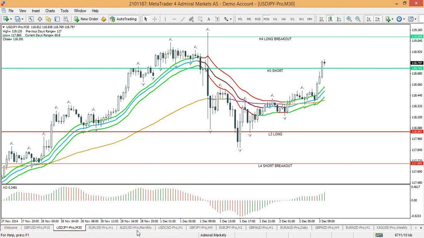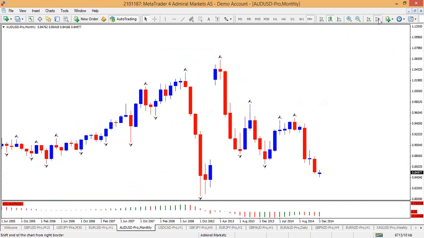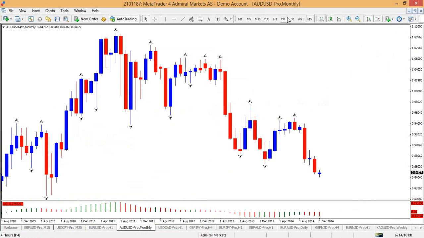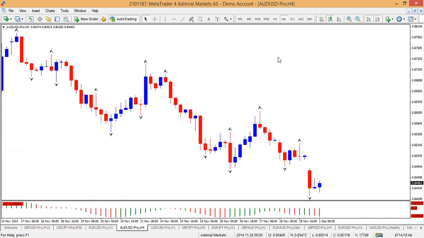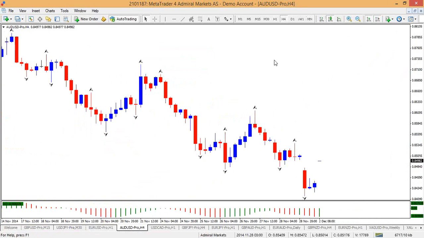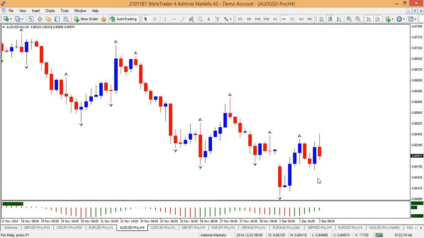Now the Aussie looks a lot better to me. I'll show you why. The Aussie, let's take a look at the AUD/USD. The Aussie is either going to have a breakout or a bounce trade.